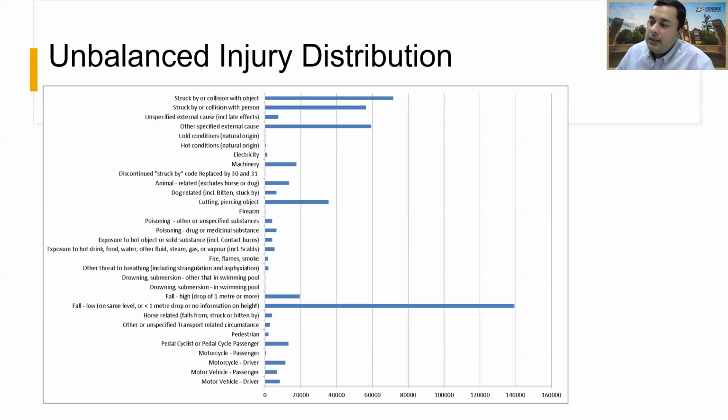So when the machine learning model tries to learn from the training data, it will see a disproportionately higher number of examples of falls or struck or other more popular types of injury causes. But for the causes of injury which do not happen very frequently or are rare, the machine learning model is not able to learn from them.